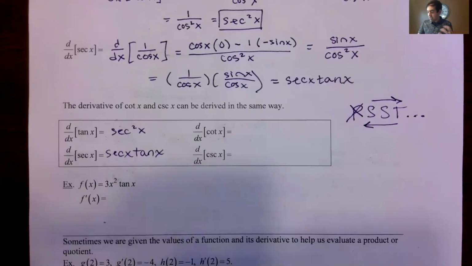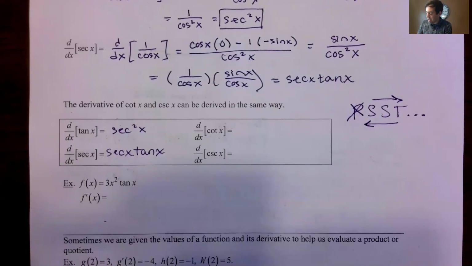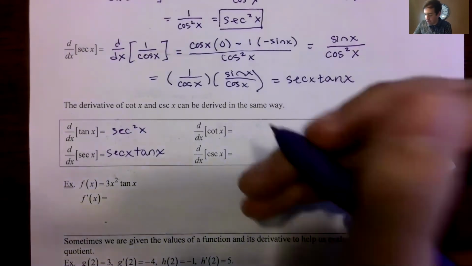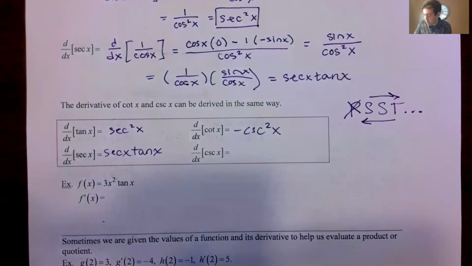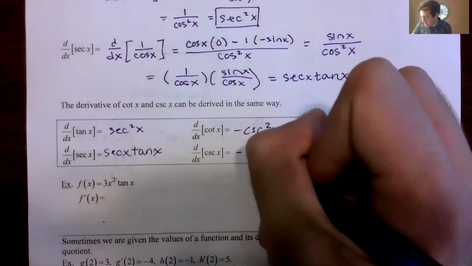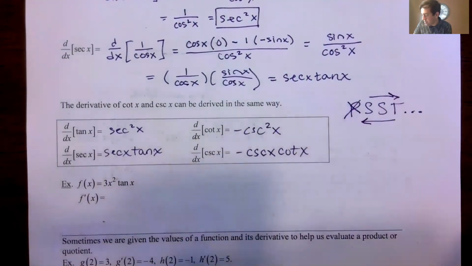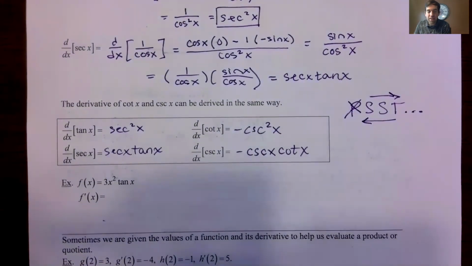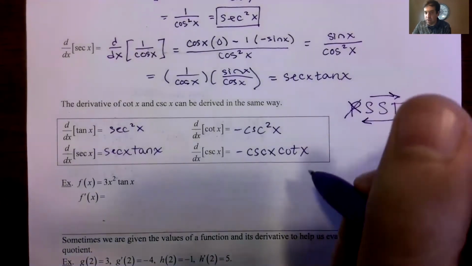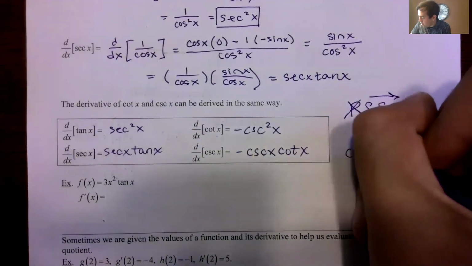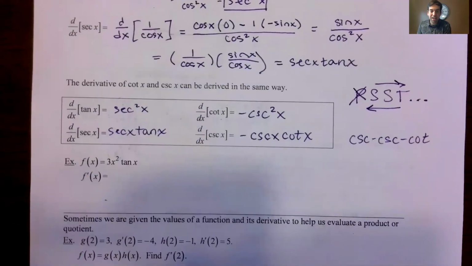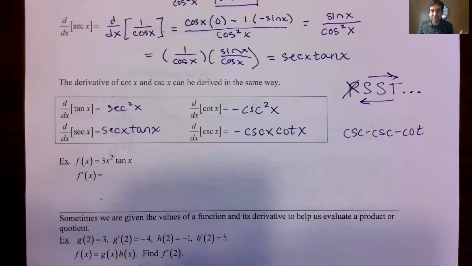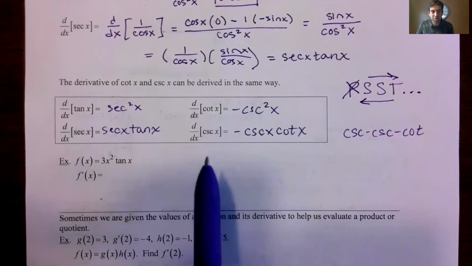And unfortunately, there's not something as nice as that for cotangent and cosecant. The derivative of cotangent is negative cosecant squared, and the derivative of cosecant is negative cosecant x times cotangent x. And the way that you can remember this is, instead of remembering psst, you can just remember kat. And it sounds ridiculous, but it actually works. That's what I think of in my head when I'm doing the derivatives of cotangent and cosecant.